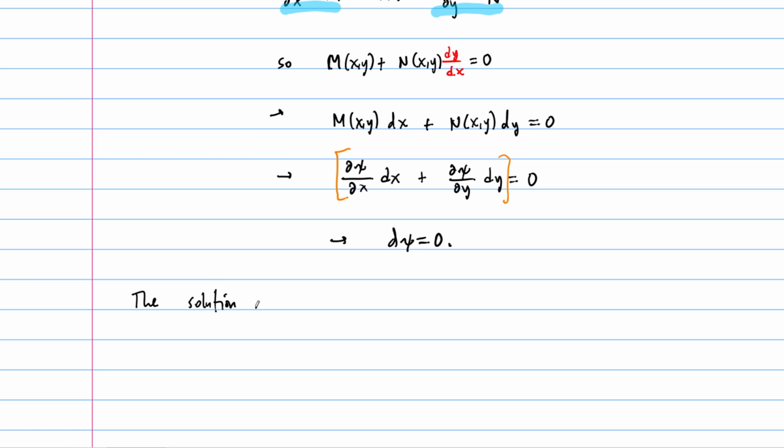And the solution of the exact equation is then c of x, y equals a constant, right? And if you have an initial condition, then you can solve for this c, the actual constant c.